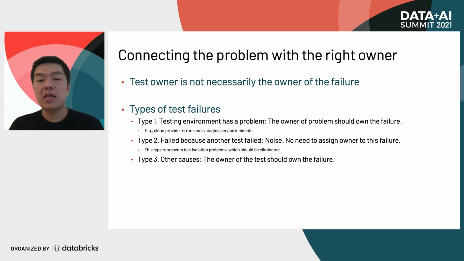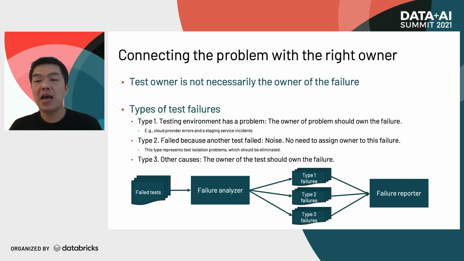In our failure analyzer, we'll determine the type of a task failure based on the pattern in error messages and stack traces. Then we'll send failures of different types to the failure reporter. For type 1 failure, we'll also attach the owner of the problem, as we'll not look at the owner of the task.